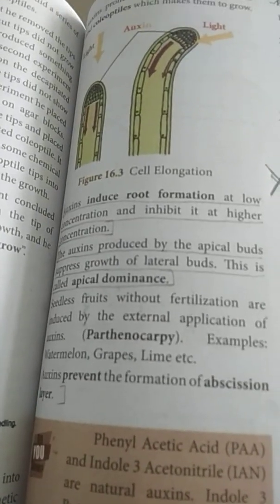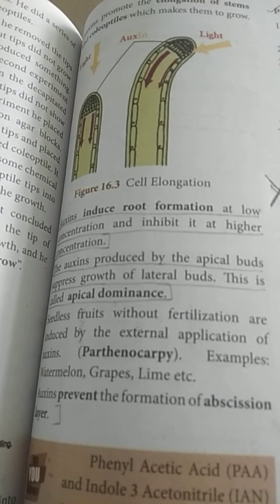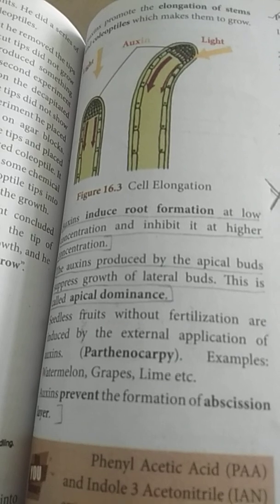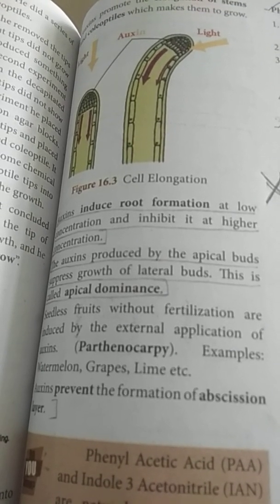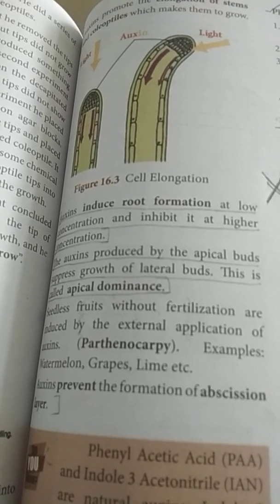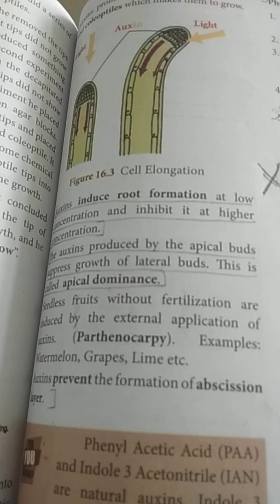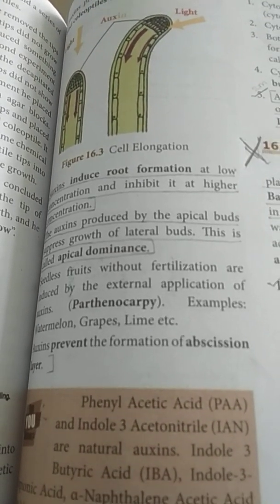So it helps for elongation of the stem. In the root, it promotes at a lower concentration and inhibits at a higher concentration. Then there is apical dominance in the lateral bud region, and seedless fruits are produced. Parthenocarpic types of fruits are produced with the help of auxin. It prevents the formation of the abscission layer.